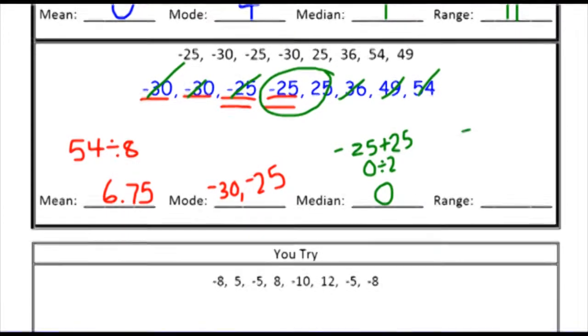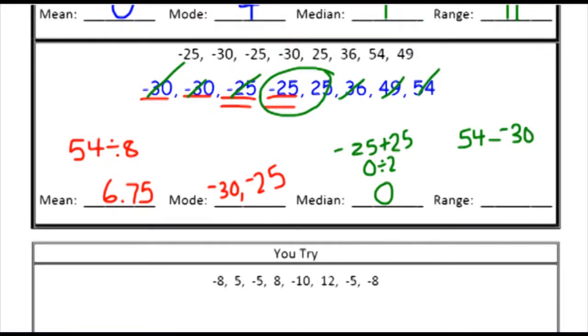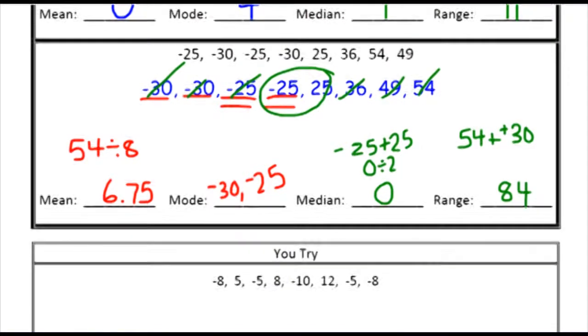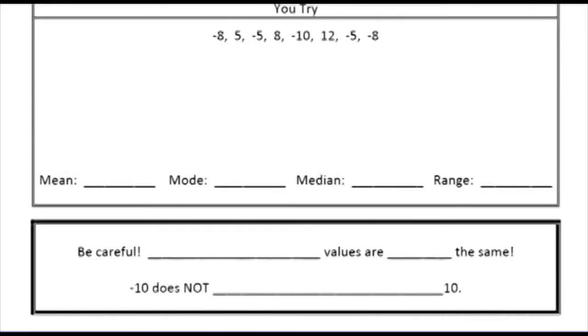Range, take the biggest number and subtract. Don't forget to do the subtraction. This is why we show our work, to remind ourselves that that negative on the negative 30 is not the same as this subtraction sign right here. I'm adding 30. So I should get a range of 84. My values cover 84 values.